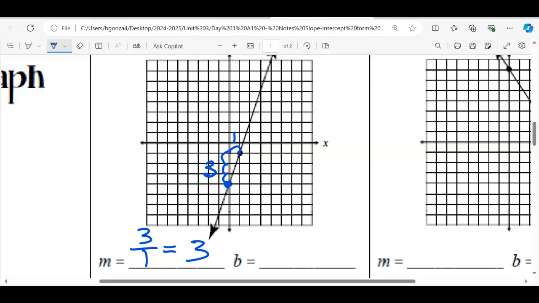Now, b, where I begin, is my y-intercept. So I'm going to look at this y-axis, okay? Where does it cross the y-axis? Right here. That is 1, 2, 3, 4 below 0. So what's my y-intercept? Is it 4 or something else?